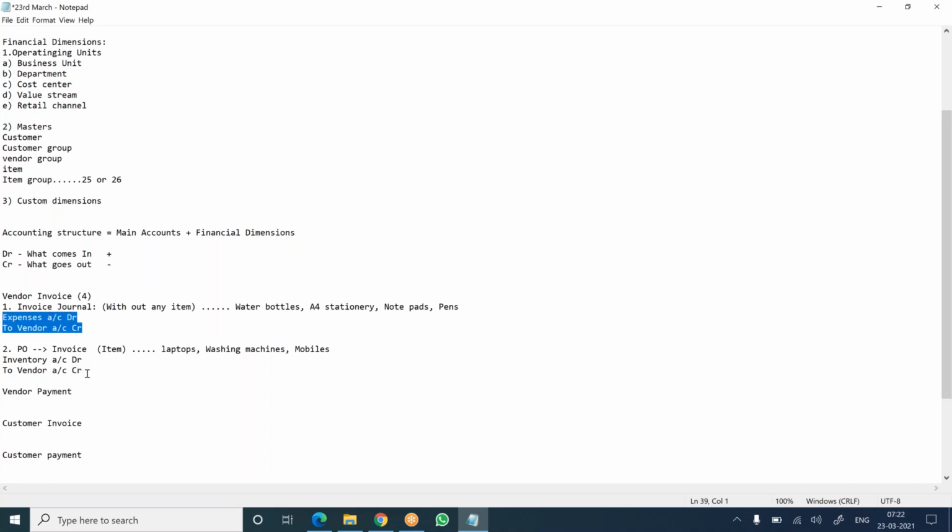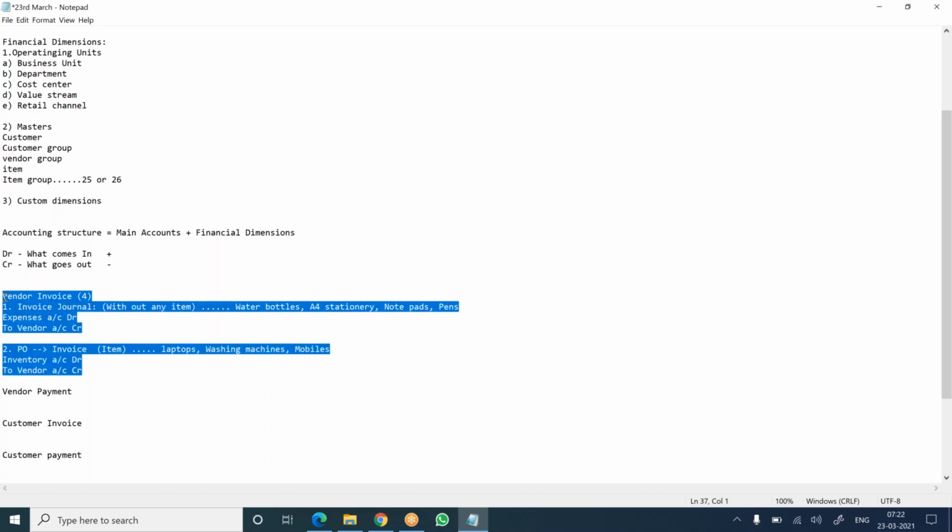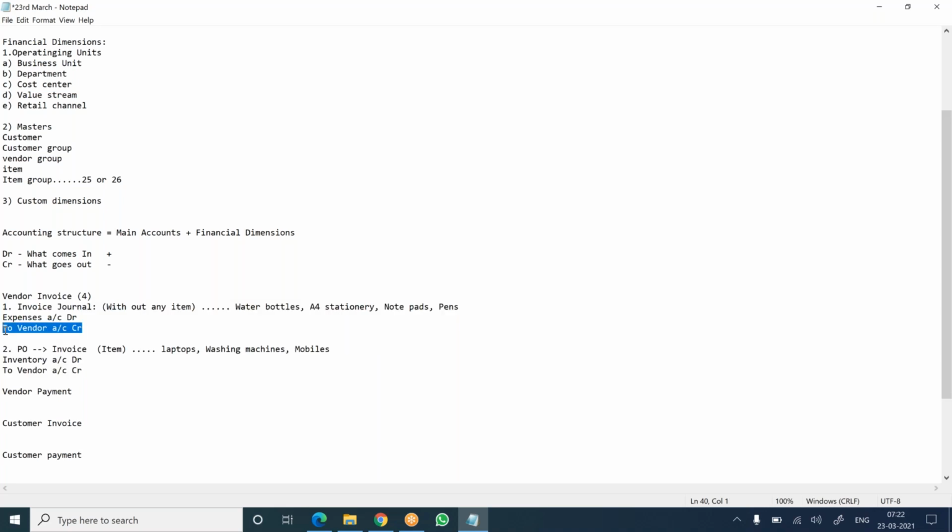Understood? Any confusion here? These two. This is commerce, but you need to be very clear about these two. Expenses account debit to vendor account credit. The vendor account is credit because I need to pay money for these expense items. These are not expense items, these are inventory items. So that is the reason I am updating inventory account debit to vendor account credit.